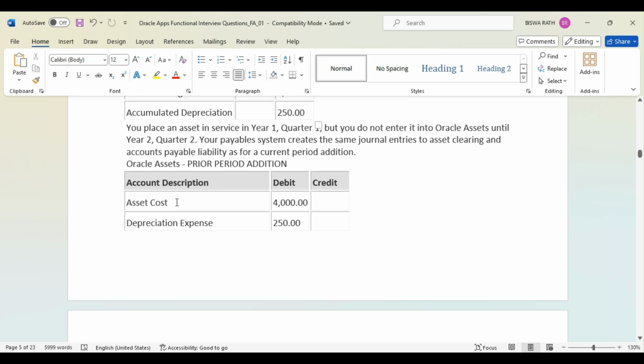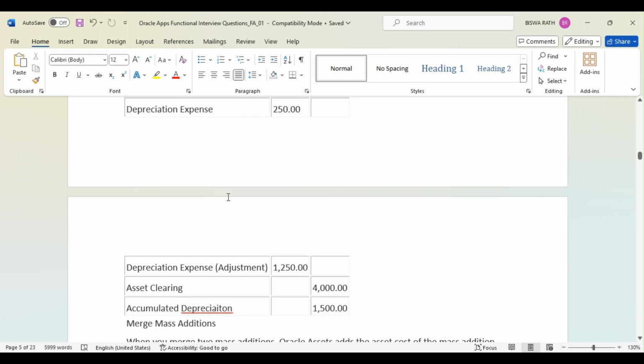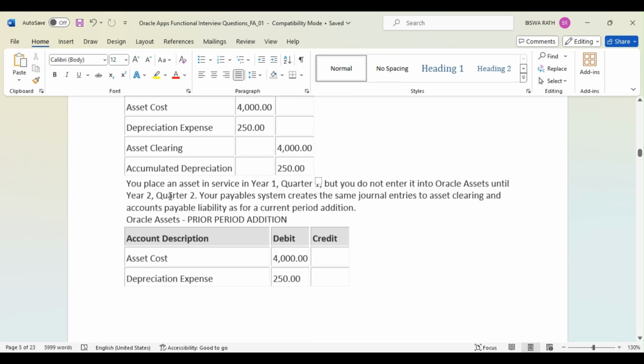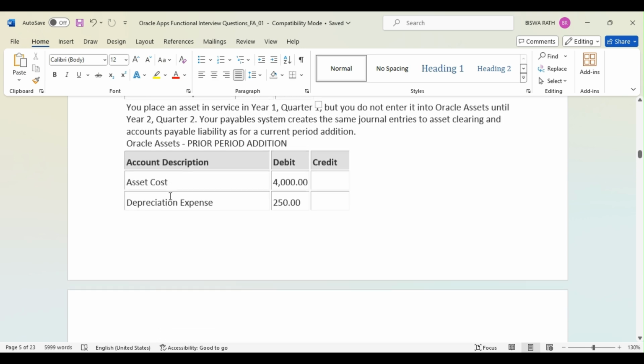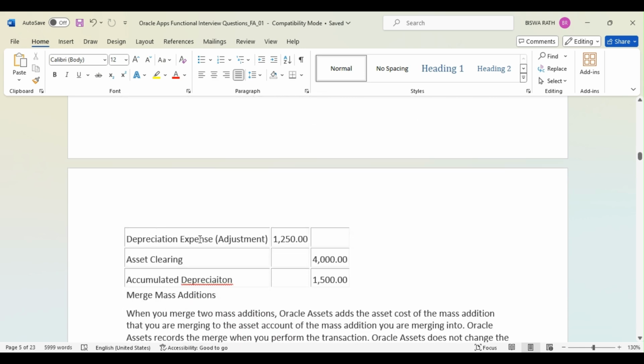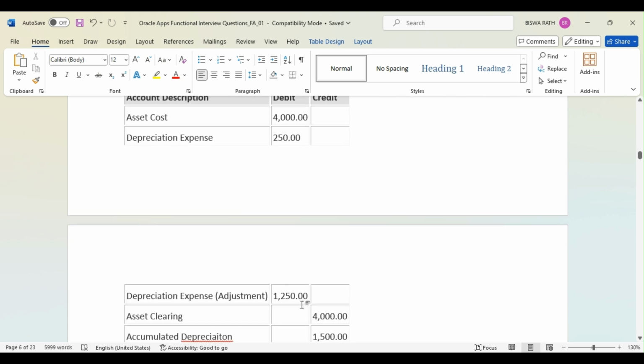Okay, again one more scenario has been provided. If it is a prior period addition, what will be the accounting entry? It will be your asset cost to depreciation expenses. Again, there will be an adjustment if it is more than the current period. Then what will be the impact? In that case, there will be a depreciation expenses adjustment for all the prior periods apart from your current period, and accumulated depreciation will be the total of these two, your current quarter plus the previous quarter.